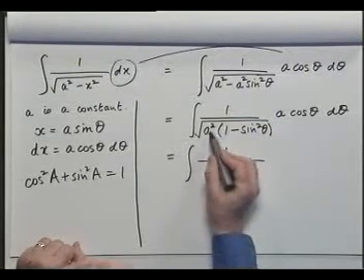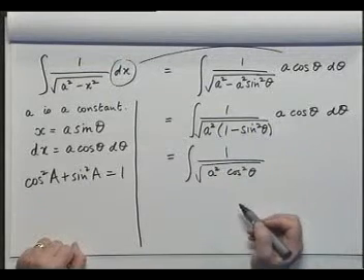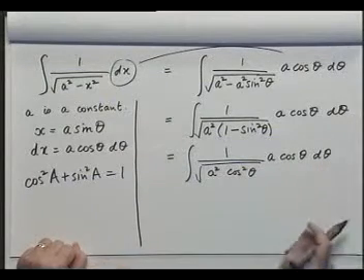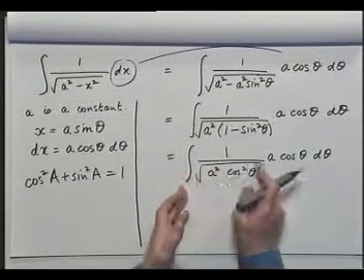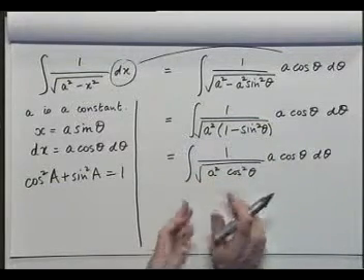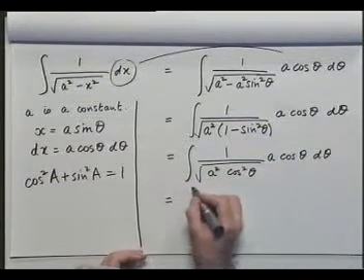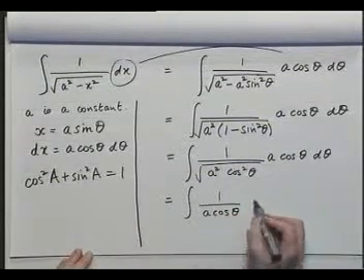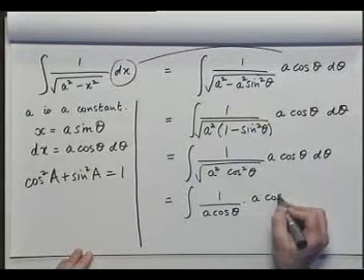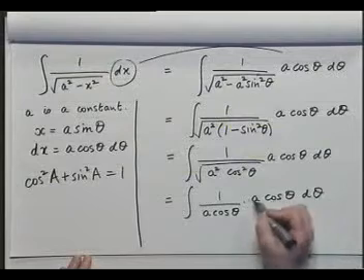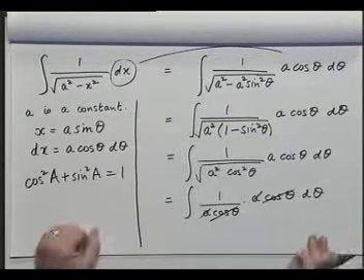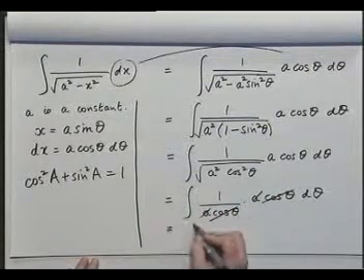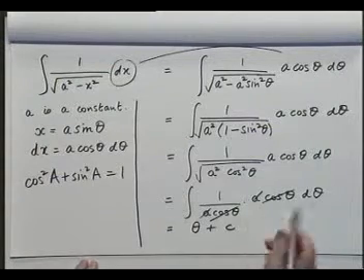There's the a squared out the front here, and we want the square root of the whole lot. Now, this is very simple. We want the square root of a squared cosine squared theta. If we square root these squared terms, we'll be just left with a cosine theta in the denominator, and with an a cosine theta in the numerator. And these will clearly cancel out. And we're left with the integral of 1 with respect to theta, which is just theta plus a constant of integration.